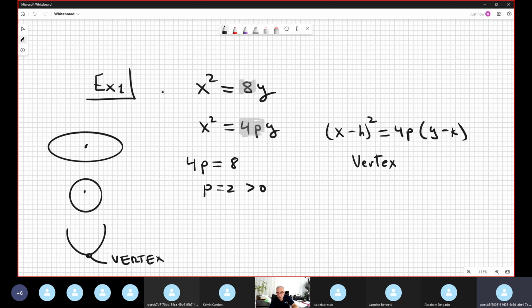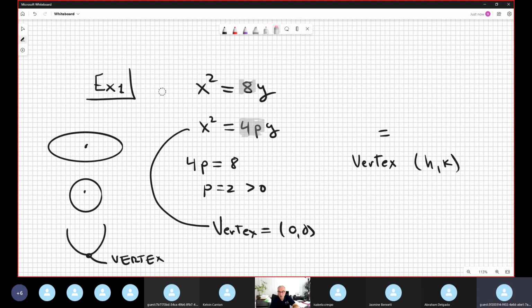The vertex is located at the point h, k. And the same idea, opposite sign, the same. But in this case, no h, no k. H is 0, k is 0, therefore, obviously, the vertex of this parabola is located at the point 0, 0. Nice. So the vertex of this example is 0, 0. I forgot for a moment this complicated formula.